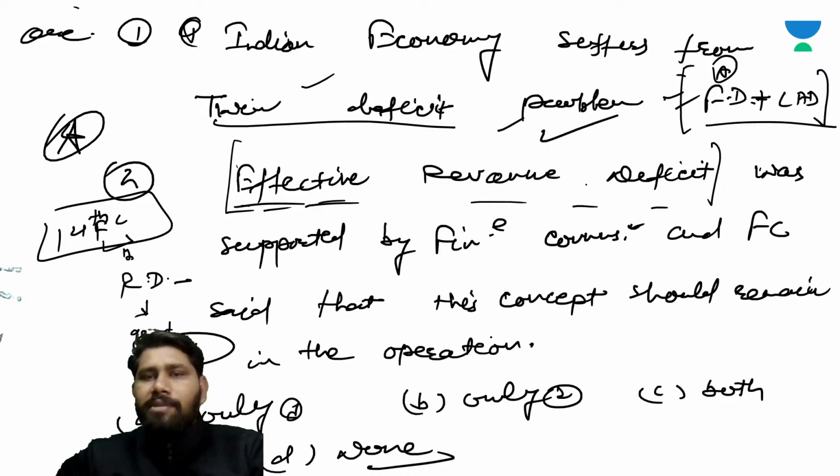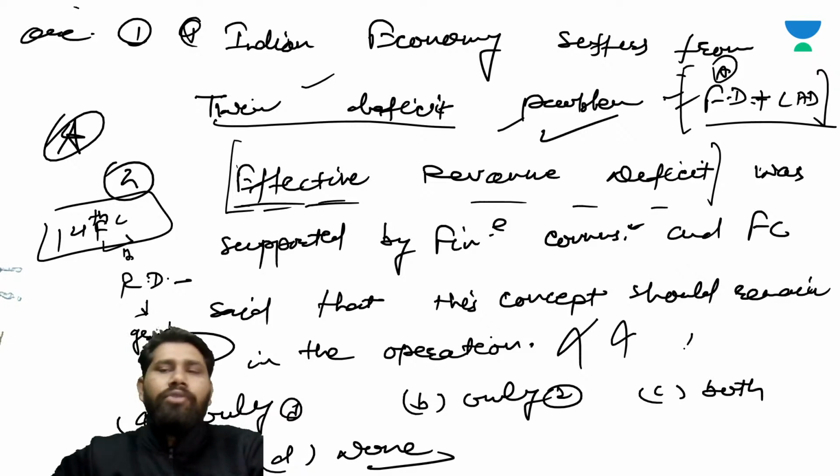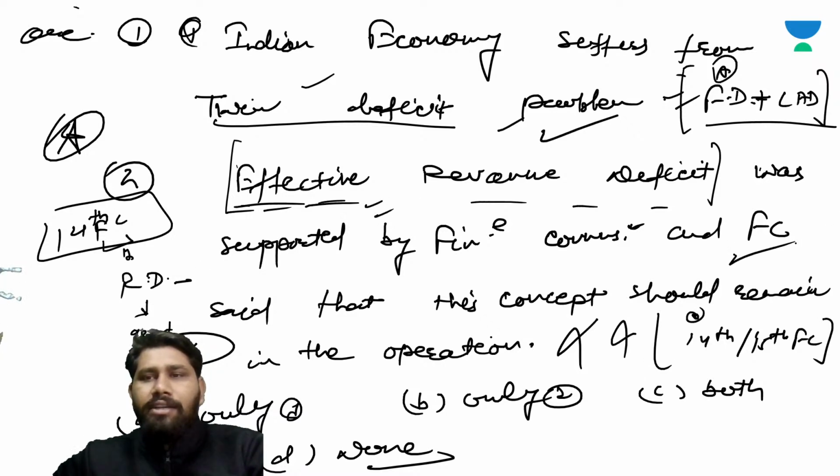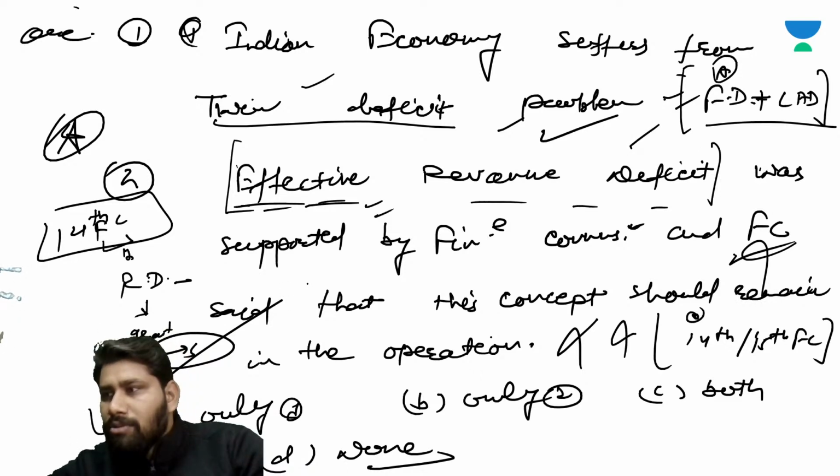So the second statement is definitely right. It has been stated by the 14th as well as 15th Finance Commission repeatedly. They are saying that the government should basically leave the concept of the effective revenue deficit, right? So the second statement is definitely wrong. The first statement is right. A becomes the correct answer. I hope all of the students are getting my point. Extremely important kind of question, right? Right, guys. Let's move towards the next question.